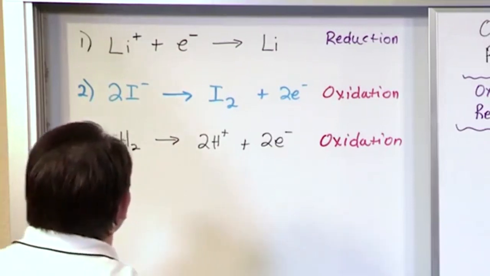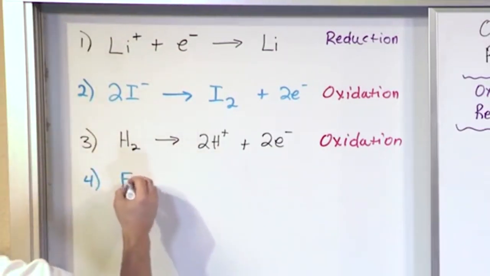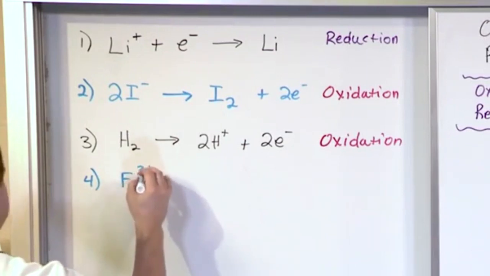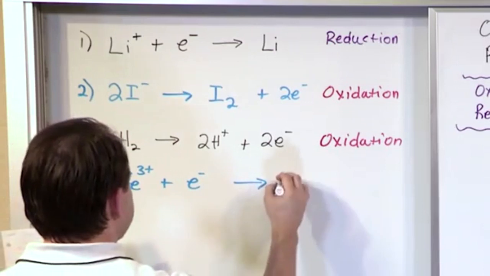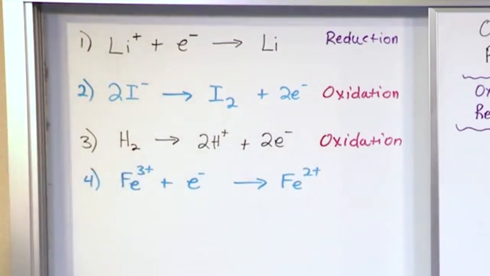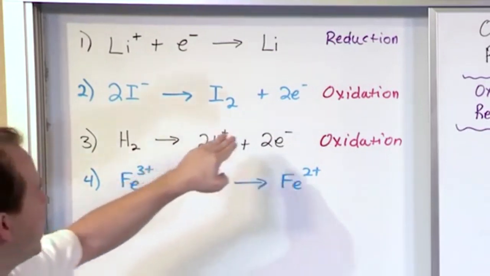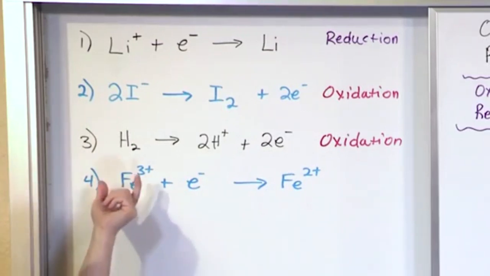And then finally, let's say we have something like iron with a charge of +3 plus an electron gives this iron with a charge of +2. Is this oxidation or is this reduction? This is a little different because we're starting with an ion and we're ending with an ion. But notice what's happening. This has a charge of +3.